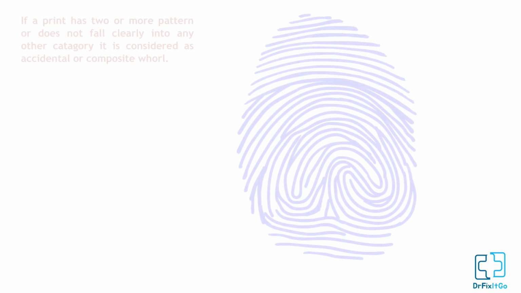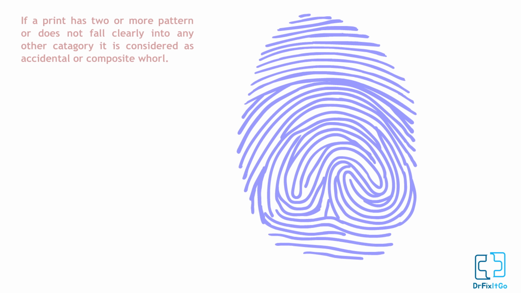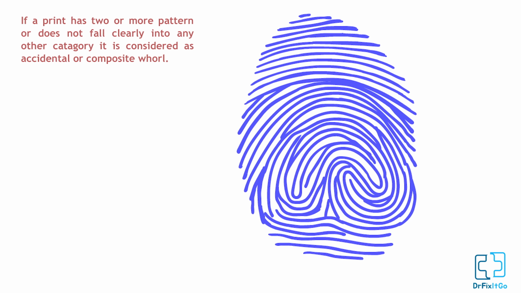If a print has two or more patterns or does not fall clearly into any other categories, it is considered an accidental or composite whorl.